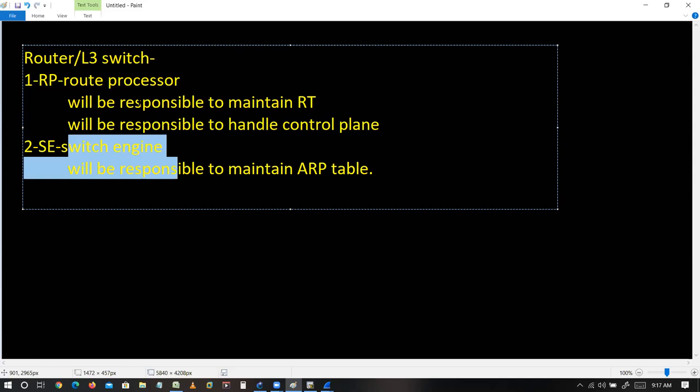Now basically we have just two methods, right? Because a router will maintain two things. One is the routing table and one is the ARP table. If you talk about a switch, that will just maintain a MAC address table, correct? So we have a single mechanism in the switch, that is the MAC address table, but on the router, it will maintain the routing table and the ARP table. So for these two things, we have two different components. One is the route processor, one is the switch engine. This is clear now. Akram, any doubt on this point?